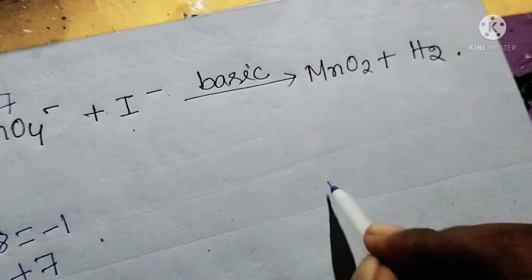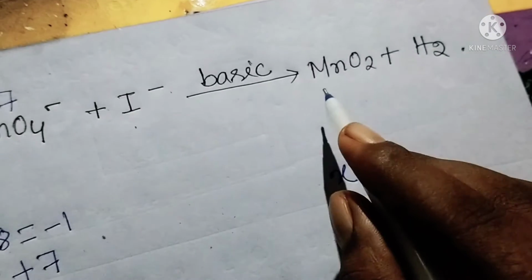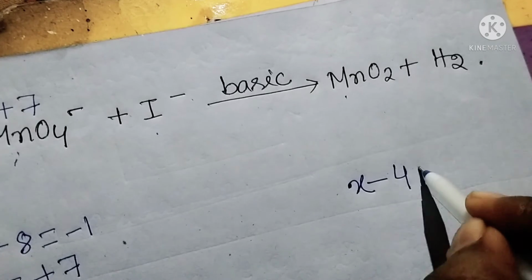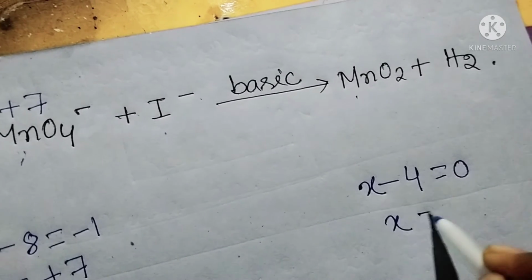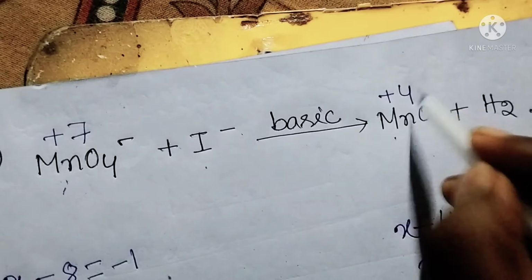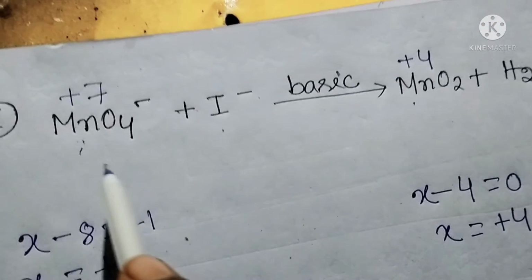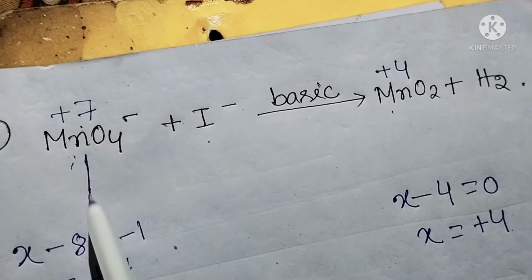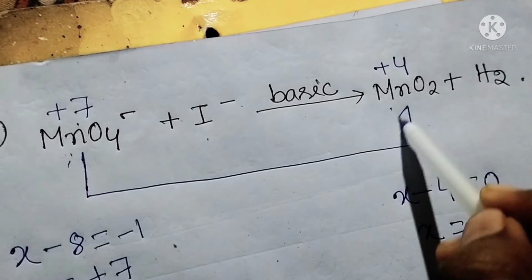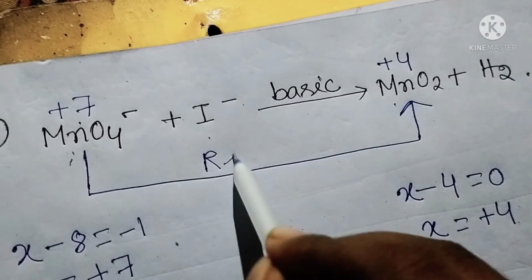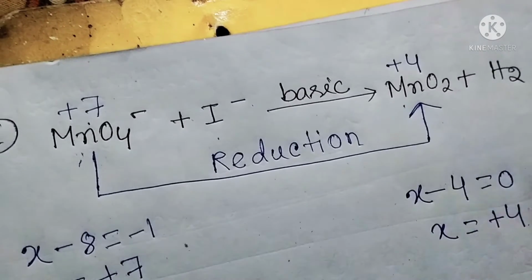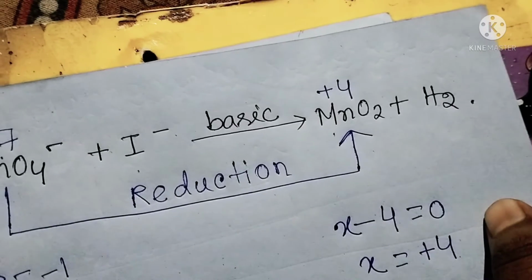Now calculate this. Let the oxidation state of manganese be X here, X minus 4 equal to 0, that means X equal to plus 4. So the oxidation state of manganese is plus 4 here. So what happened here? Plus 7 to plus 4. So oxidation state decreases. So what happened here? Here reduction occurs. Understand, students?